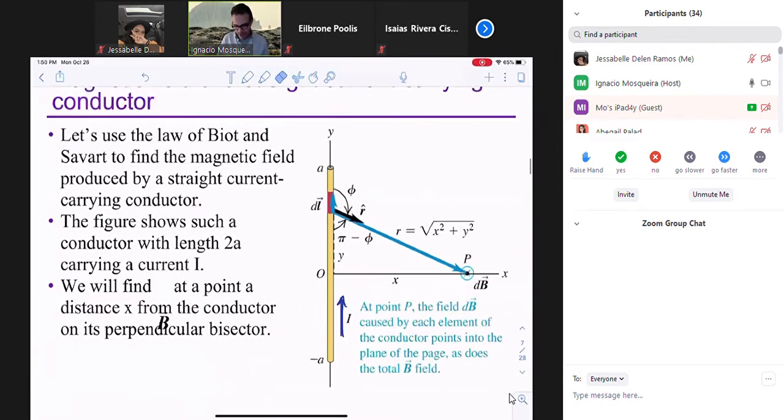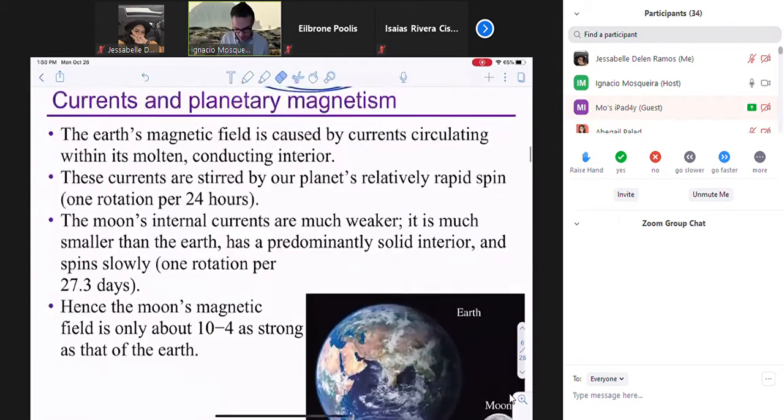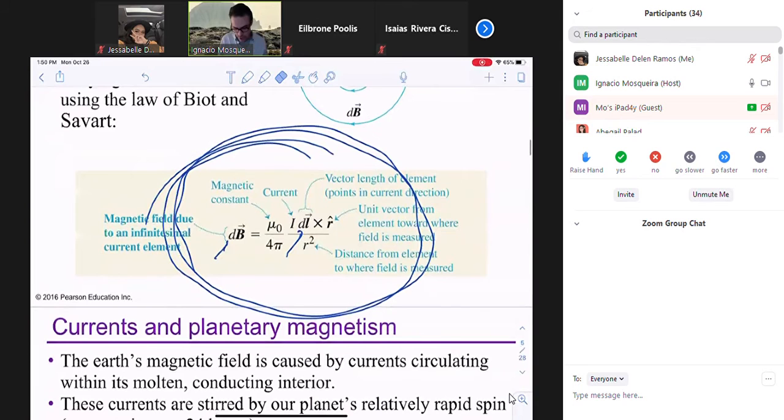But it's not just the magnitude. Let's look at the direction. The current goes this way, and the B field is into the page. You see that it's showing you a cross here. How do we know it's into the page? Remember that we used another right-hand rule here. I like to write dl cross r, but it's the same thing. They're saying dl cross r hat.